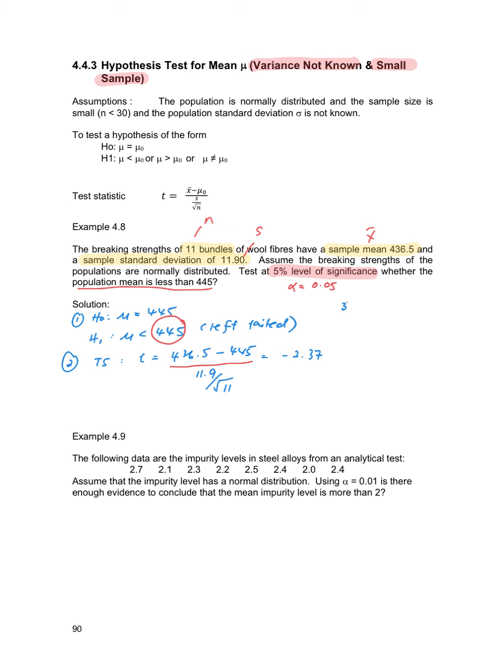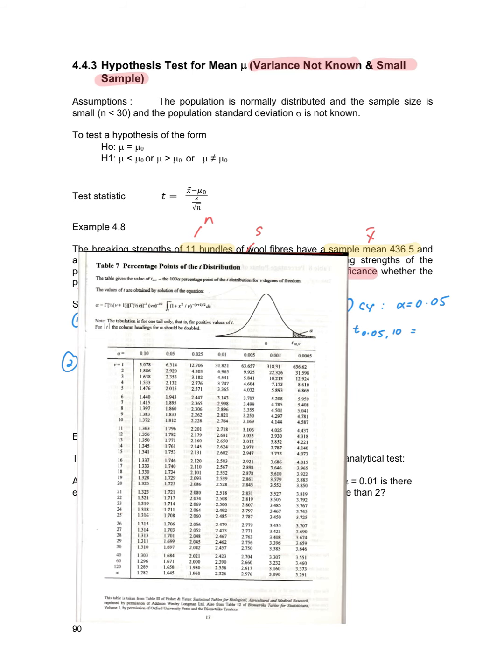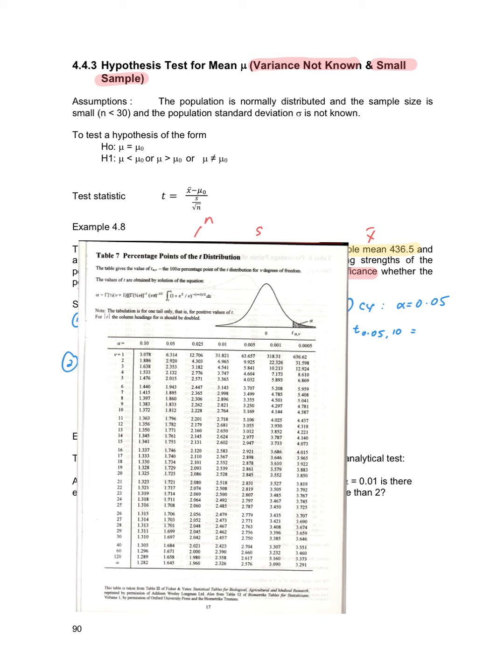So the third step, find your critical value. So our critical value for case number 3, we use T. Okay, T, so alpha is 0.05. So what you need to find is T 0.05, degree of freedom n minus 1. 11 minus 1 is 10. But don't forget to put a negative sign because we are using a left tail test. So you should put a negative value here. So T 0.05, degree of freedom 10, we get 1.812.